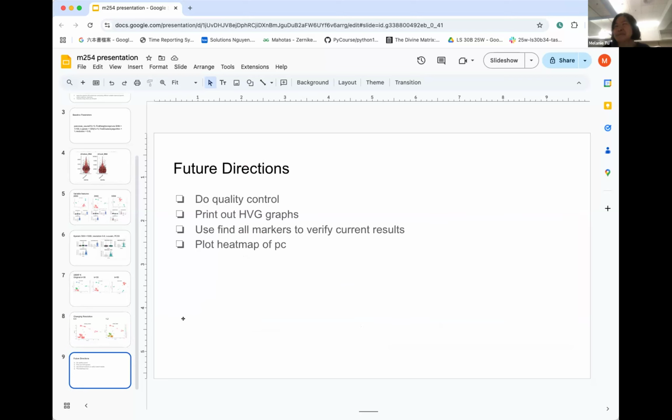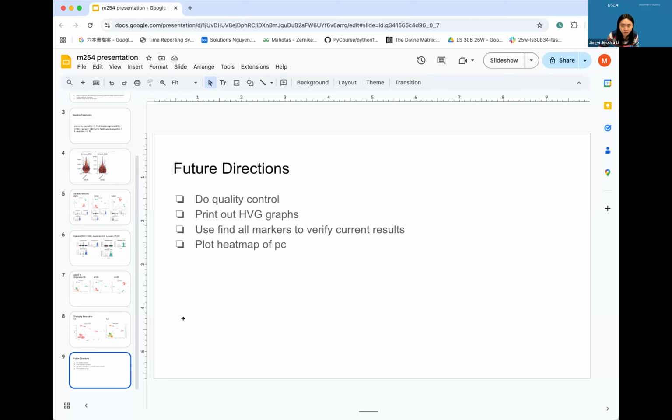For future work, first of all, I want to try quality control based on the graphs that I put in the earlier slide, and I'm going to print out the HPA graphs to see if my current results match the HPA, and if they don't, what I can do about it. I could also plot a heat map of all the PCs and use find markers by cluster to really verify my results.